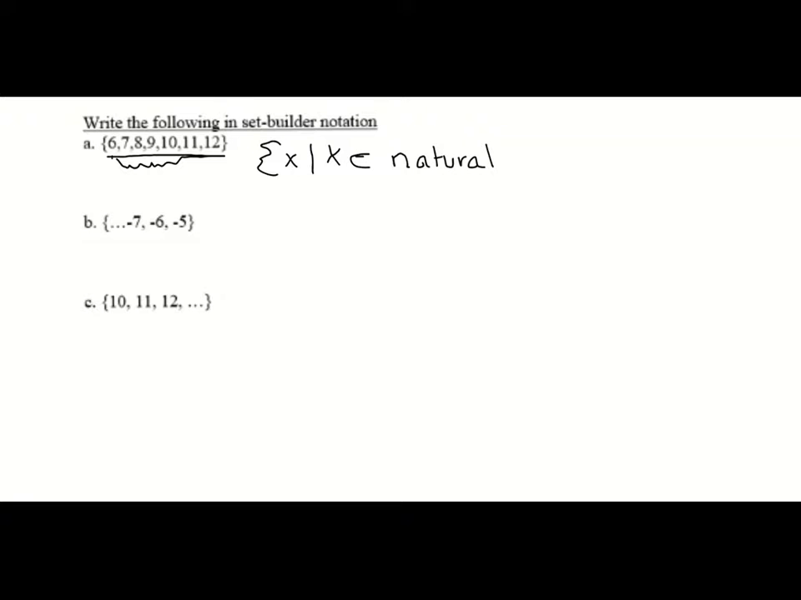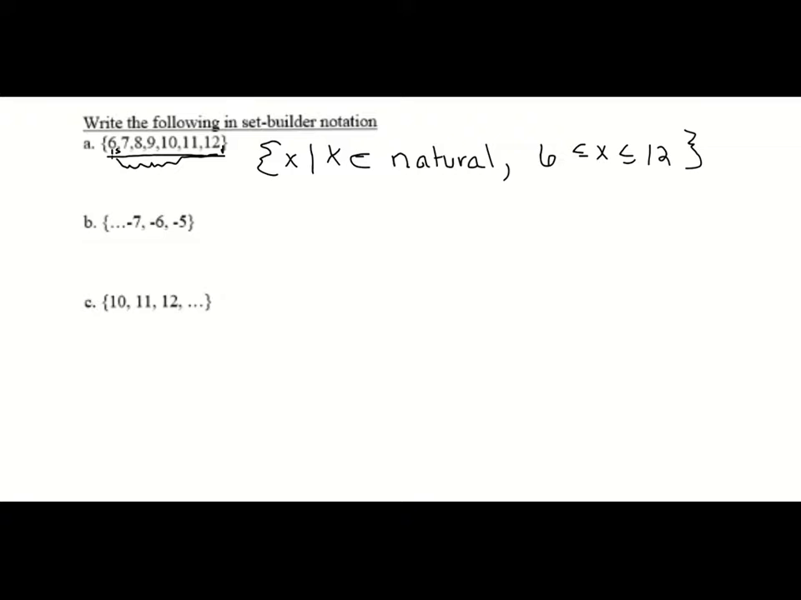Okay, so it's the set of all x such that x is an element of natural numbers. And for this one, because we have a starting point and an ending point, we have to do a compound inequality. So 6 will be our starting point, and 6 is going to be less than or equal to x, which is less than or equal to 12. And then we put our bracket there, and that's it for that one.